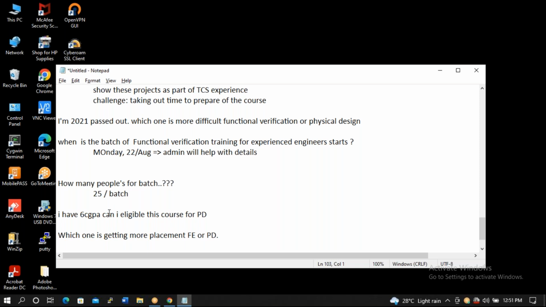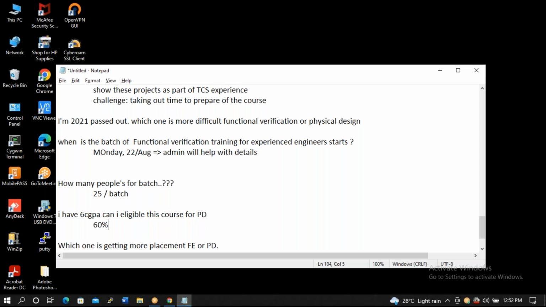I have 6 CGPA. Am I eligible for the course in PD? Yes. See, 6 CGPA means if the percentage anytime goes below 60%. I mean, after conversion, if the percentage goes below 60%, I don't suggest the physical design course. Let me again repeat: if your net percentage, BTech aggregate percentage, or anytime during your 10th or 12th, you have less than 60%, I don't suggest physical design, because generally what happens in physical design, when companies come, they at least ask for minimum 60%.